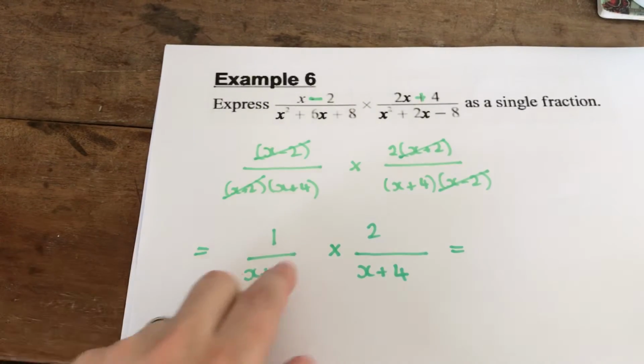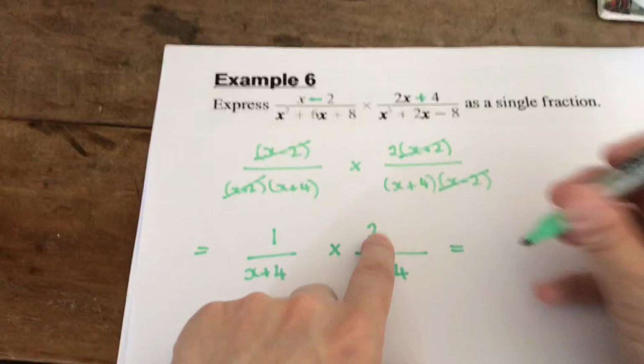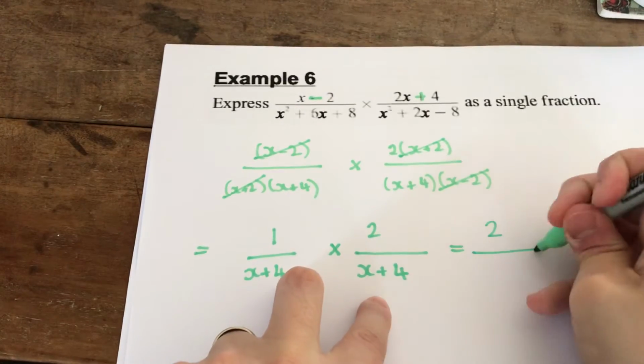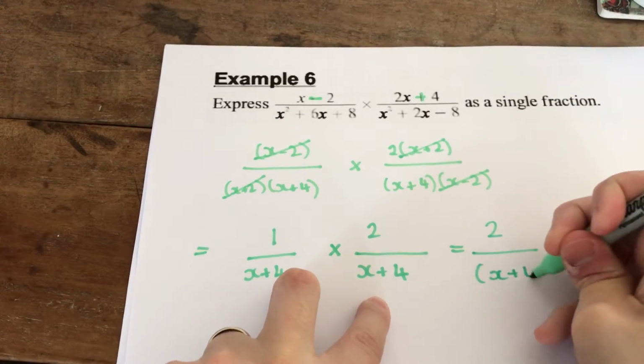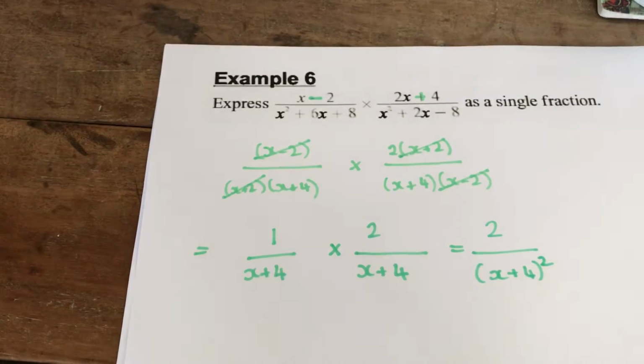All you have to do then is you go 1 times 2 is 2, and you can write this as x plus 4 squared. You could write x plus 4 times x plus 4, but then you would have to simplify it to x plus 4 squared. At this point, there's nothing more that you have to do. You've simplified your fractions and expressed them as a single fraction. You've simplified everything fully, and that's your answer.